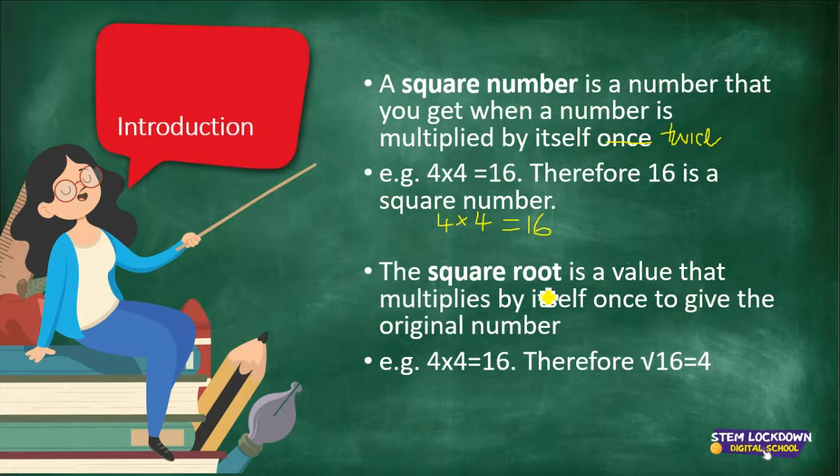In other words, a square root is a value that multiplies by itself once to give the original number, right? Obviously, 4 times 4 is 16. If I want to know the square root of 16, I want to know which number you multiplied by itself once to get 16. That number was 4. So the square root of 16 is 4, right? We'll look at examples later. Should you have questions, just hold them for now.